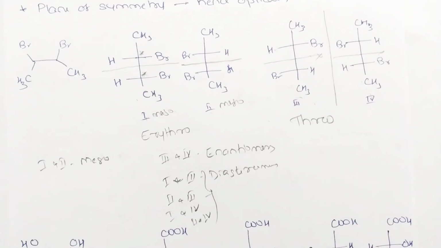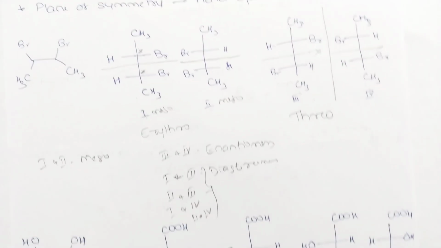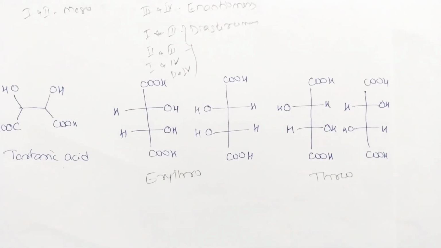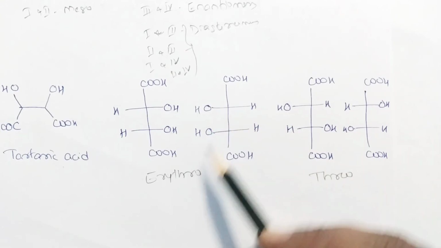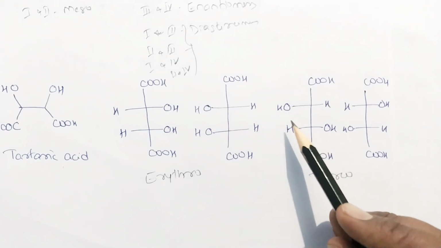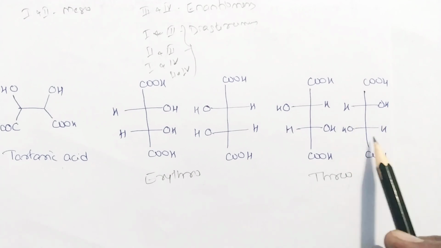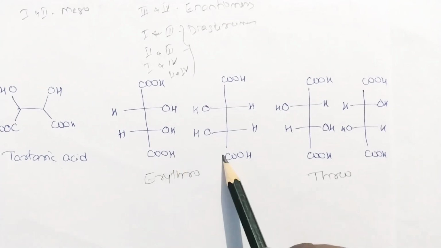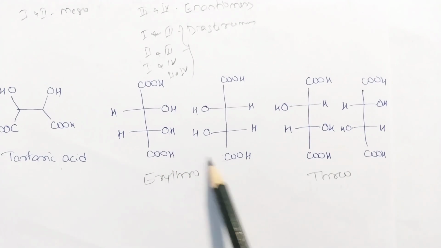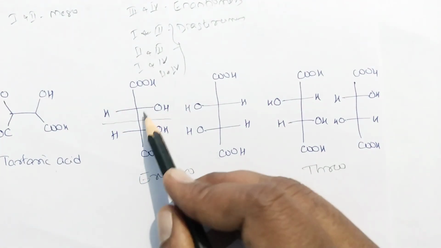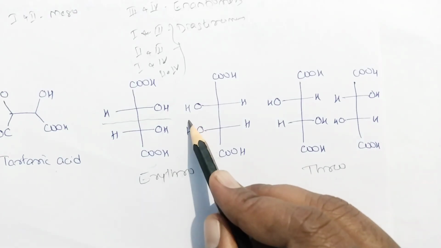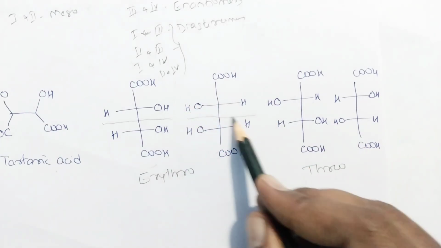Like this, we have to distinguish these compounds. Let's take another example. This is the structure of tartaric acid. The same groups are on the same side. Here also the same groups are on the same side, hence the prefix is erythro. Here the same groups are on opposite sides, hence it is threo. These two are mirror images, correct? When you place a mirror here, these two are mirror images. But these are not optically active because these are meso compounds. When you imagine the plane here, this part is exactly the same as this part.